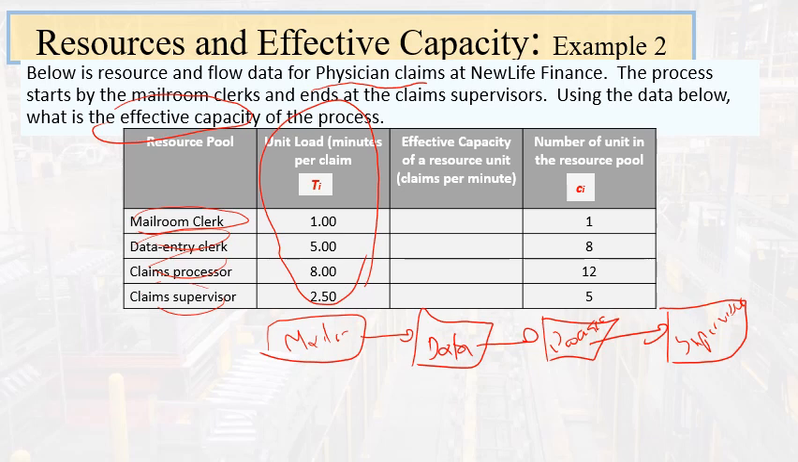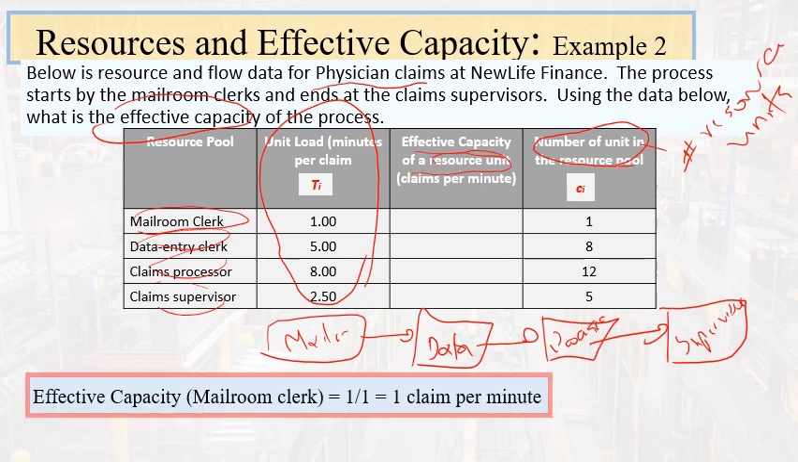This is the number of units in the resource pool. These are the number of resource units. So a very good method is to always start by calculating the effective capacity of one resource unit, which is very simple. In this case it's 1 over Ti, and Ti in this example is going to be 1.